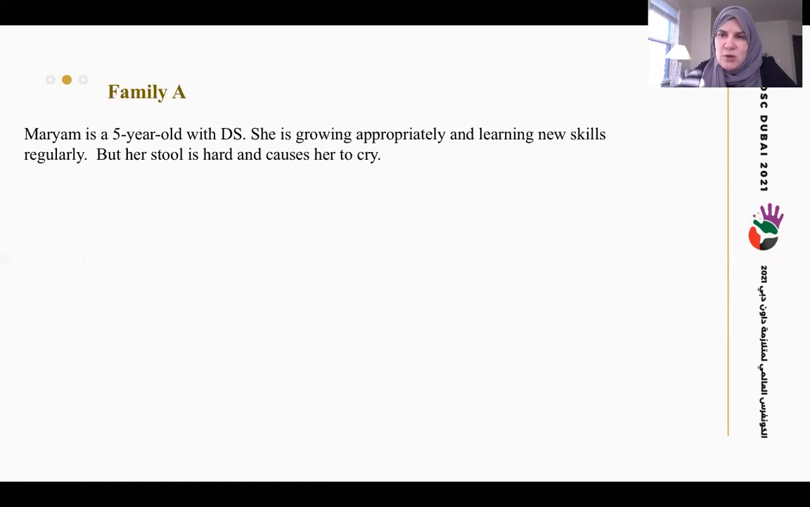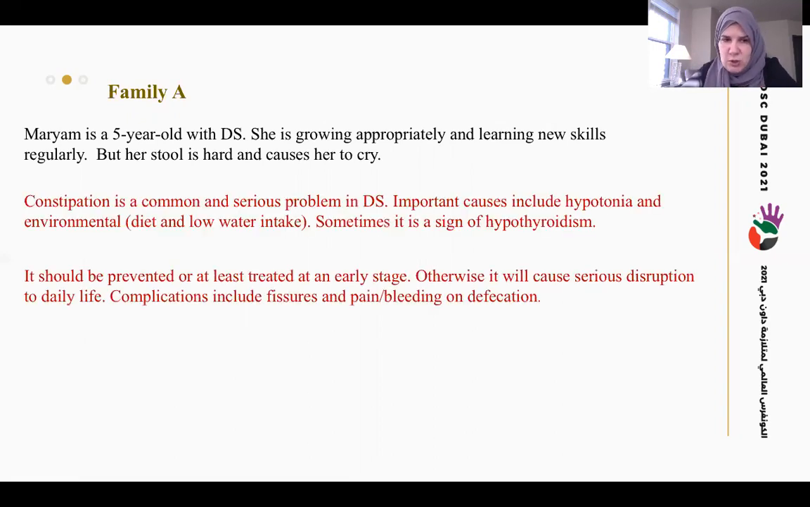And so she becomes more intentionally avoiding the bathroom. And it's a vicious cycle that some children go into. So constipation is a common problem, and it is a serious problem, and it occurs in Down syndrome. One of the important causes is hypotonia.